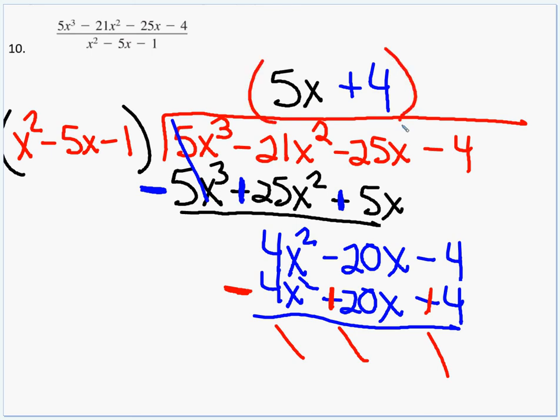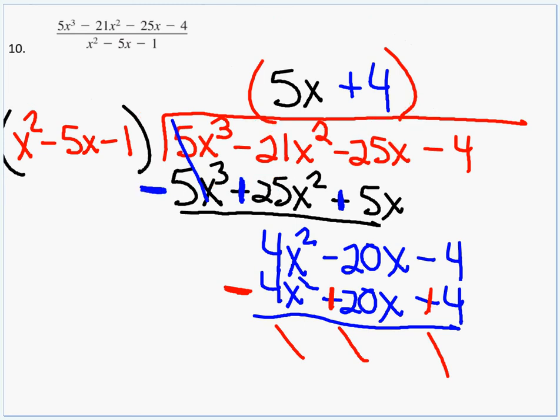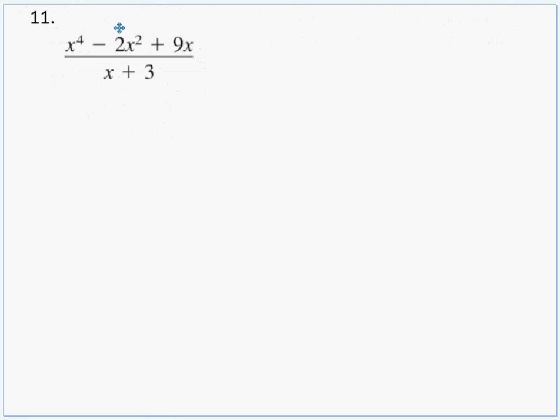Okay, and saved an easy one for the end, synthetic division. Now, I already noticed we're missing some exponents. So that is 1x to the fourth minus 0x cubed minus 2x squared plus 9x plus 0. And we are going to divide. Our factor is x plus 3, so we're going to put a minus 3 there.